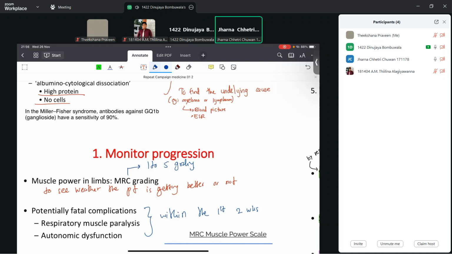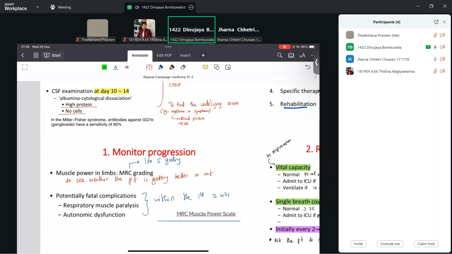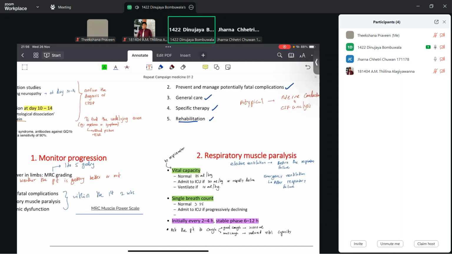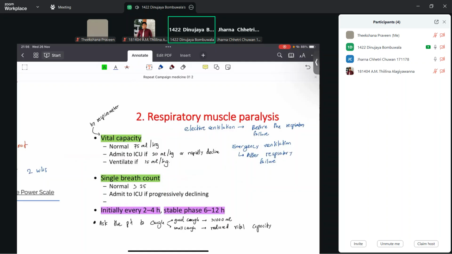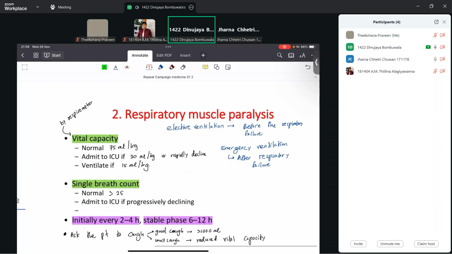It is a rough one, but it can be used in the clinical setting. If you were asked the long case, you can give that answer as well. How are we going to monitor clinically? Other things are the vital capacity by respirometer and single breath count.